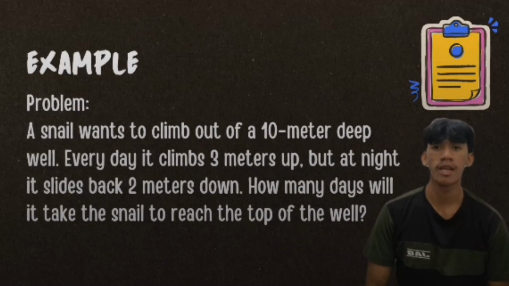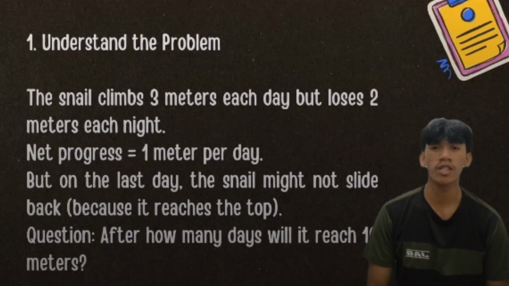For example, a snail is stuck at the bottom of a 10-meter deep well. Every day, it climbs 3 meters up, but every night, it slips back 2 meters down. The question is, how many days will it take the snail to reach the top of the well? So for step 1, we need to understand the problem. Each day, the snail climbs up 3 meters, but at night, it slides back 2 meters. So the net progress is 1 meter per full day-night cycle. But here's the catch. On the final day, once the snail reaches the top, it won't slide back down anymore.